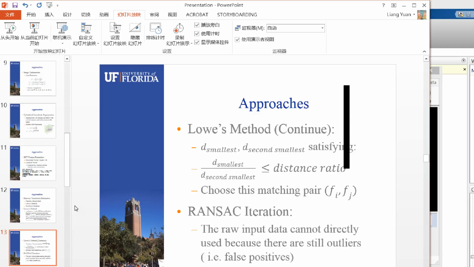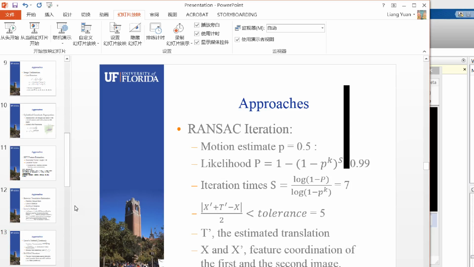We need to ensure that d smallest over d second smallest is equal to or smaller than the distance ratio, and then we will choose this matching pair Fi, Fj, and enter into the RANSAC iteration. The purpose is that the raw input data from the previous Lowe's method cannot be directly used because there are still outliers or false positives. So we do the RANSAC iteration.